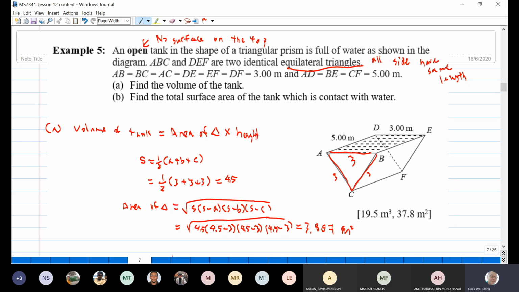So now we have the area of the triangle, what is the volume of the tank? It's the area of the triangle times height, 3.897 times 5, right? So the answer for the volume of the tank is 3.897 times 5, the height is 5 now. So you get 19.5 cubic meters. Okay, this is how you find part A, the volume of the tank.